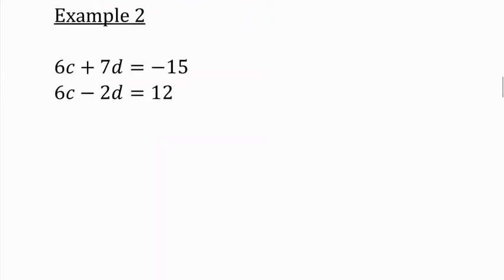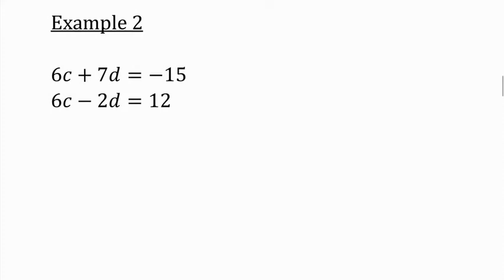Okay, so this time, again, all of our variables are lined up, right? The 6 C's, the D's, and then the numbers and our equal signs in the middle. So everything is good and set up. Okay. So then I want to look at, do I have one variable that has the same number but opposites?